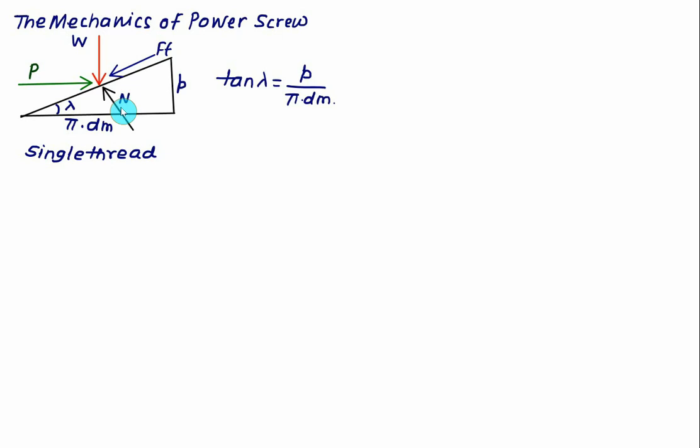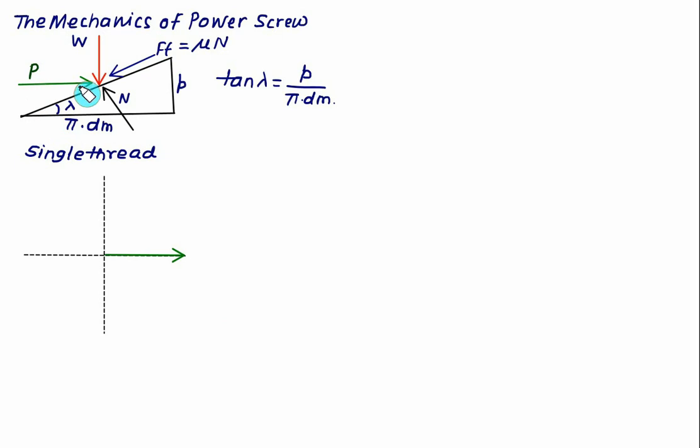If the normal reaction is equal to N and the coefficient of friction for the screw is equal to mu, then we have the friction force equal to mu into N. So we'll develop this FBD for analysis purposes, and we can calculate the horizontal force required to lift the load. We have a concurrent force system in this case, and the forces involved are P, the external force, load W, normal reaction N, and the friction force F.